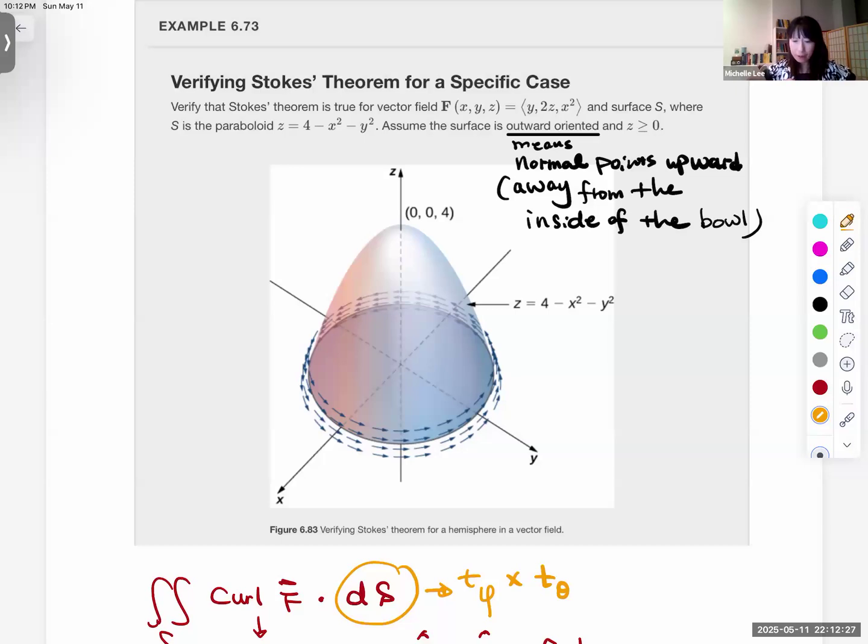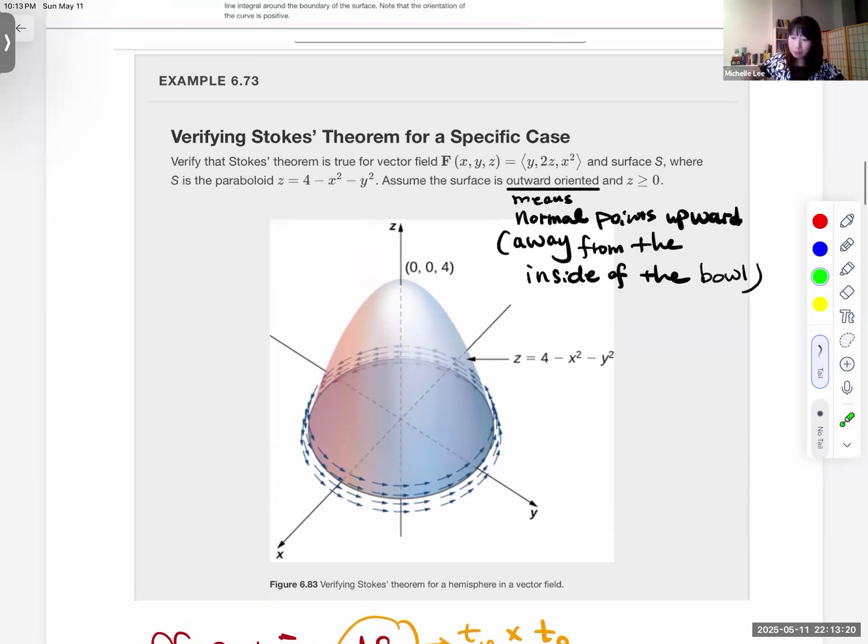Okay, so we have a verifying Stokes theorem for a specific case. So we have a vector field and surface S, where S is a paraboloid, z equal to 4 minus x squared minus y squared. And then this surface is outward oriented, and z greater or equal to 0. Yeah, positive for the z. Okay, so outward oriented means no more points upward, means that away from, instead of ball. So there is a oriented outward. Yeah, we can say that, right?